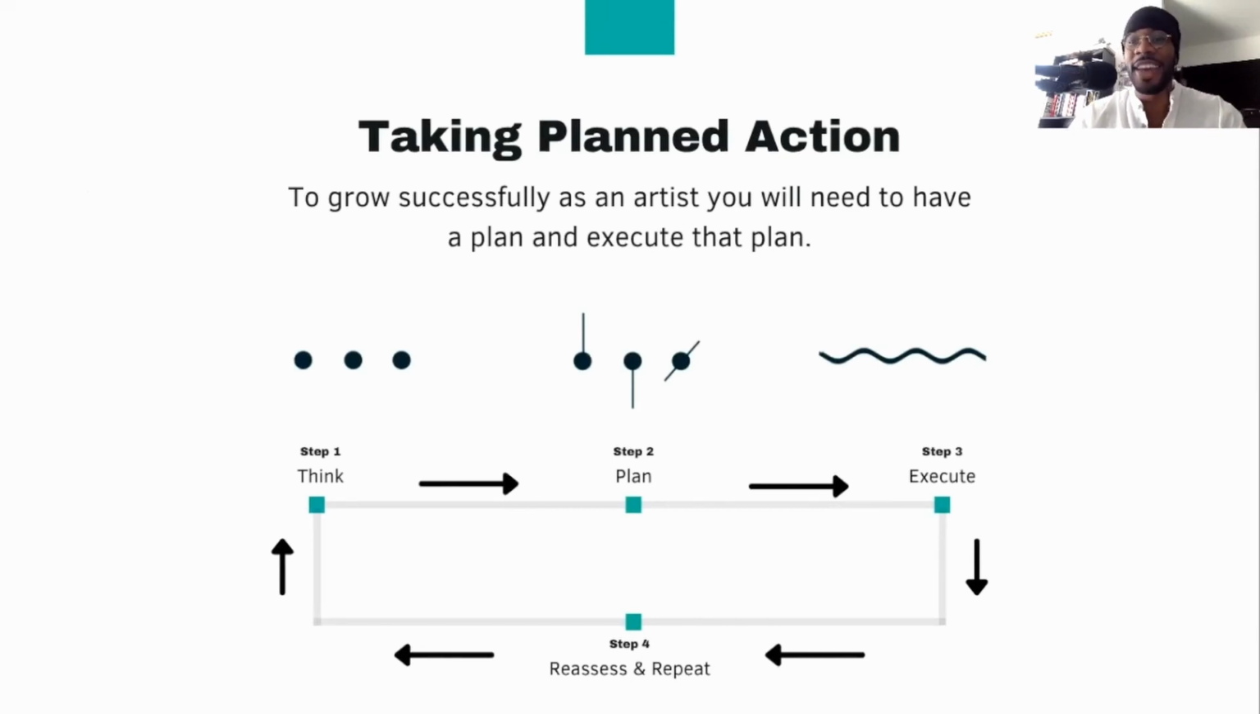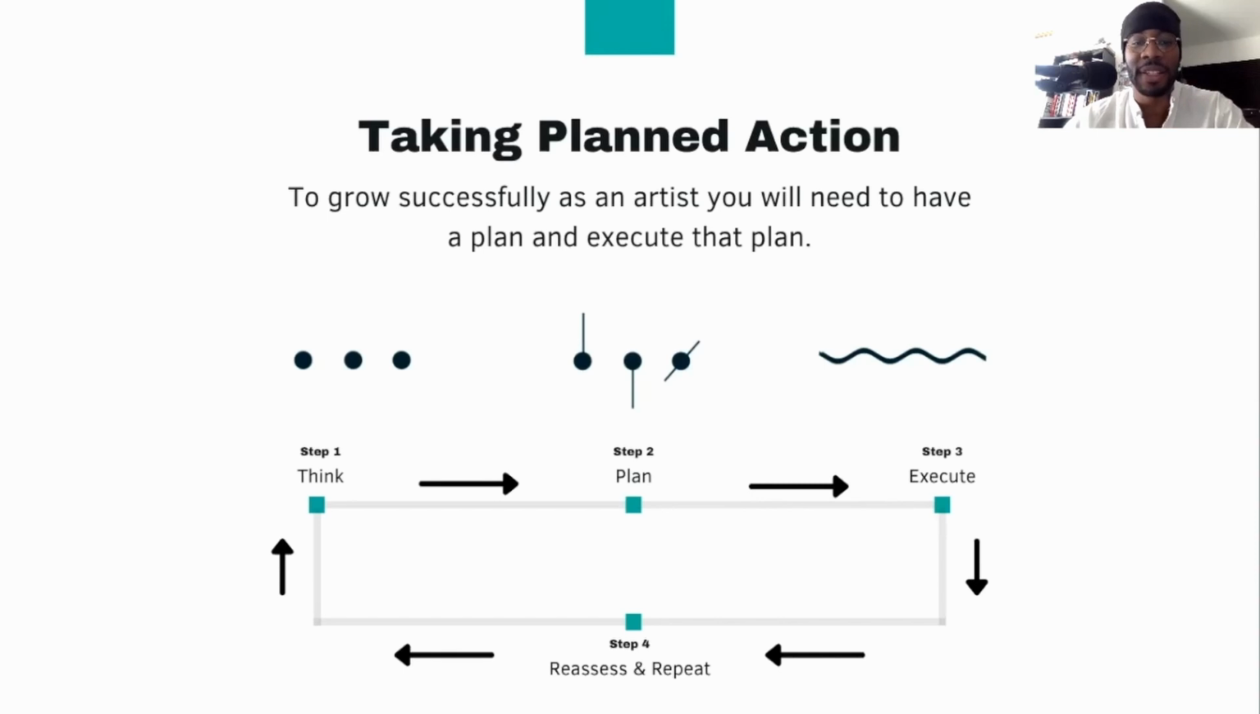I ask every artist that I talk to, what are your plans? What are your goals? What is your plan of action? Like, what do you need to do first, next, second to achieve this? And none of them have an answer. So this process is called the think, plan, execute process.